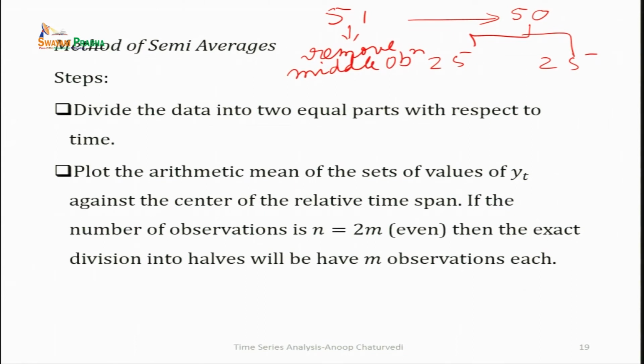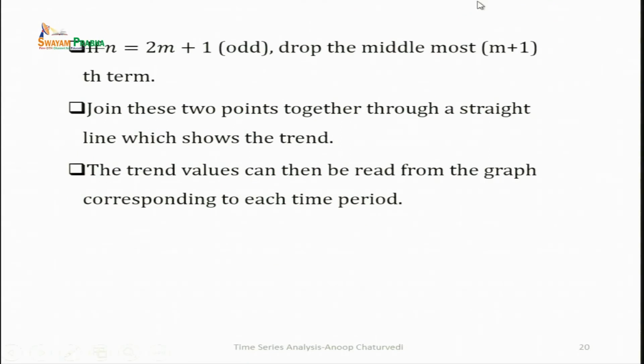Then plot the arithmetic mean of the sets of values of y_t against the center of the relative time span. If the number of observations is n equal to 2m, an even number, then the exact division into halves will have m observations each. Now, if n is equal to 2m plus 1, odd, just like n equal to 51, then you drop the middlemost, that is the (m+1)th term. Then we join these two points through a straight line which shows the trend, and the trend values can then be read from the graph corresponding to each time period.